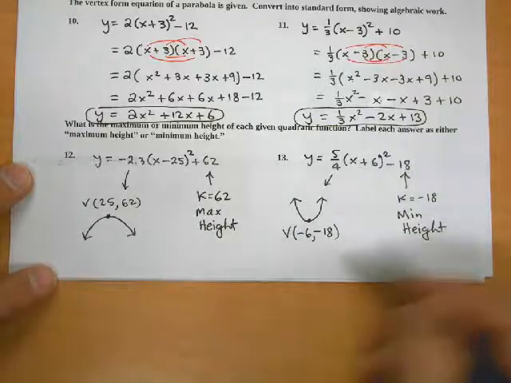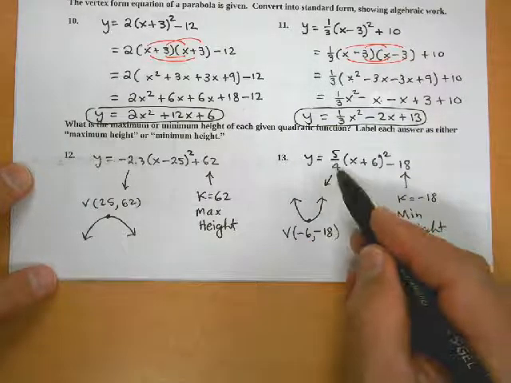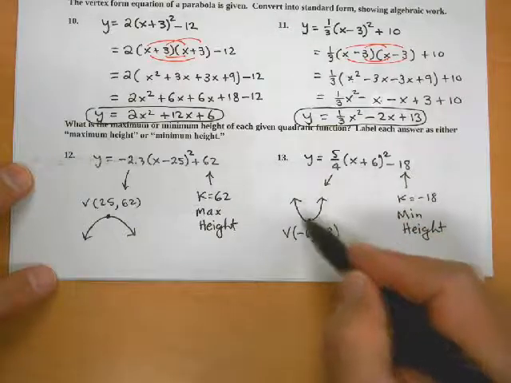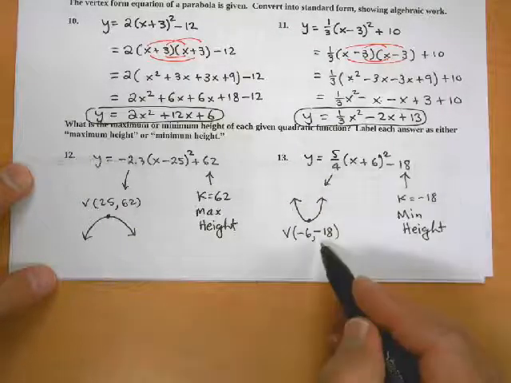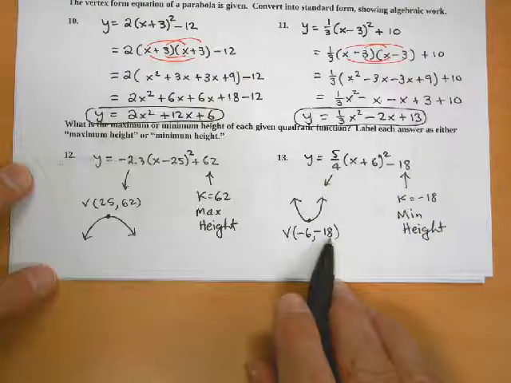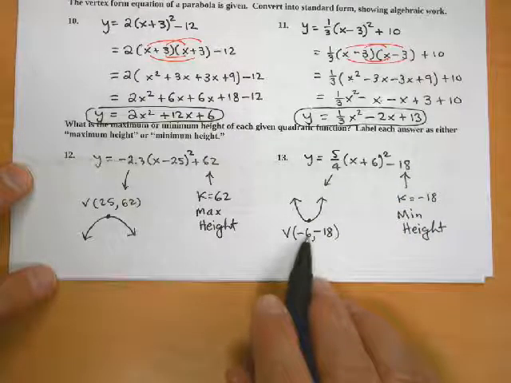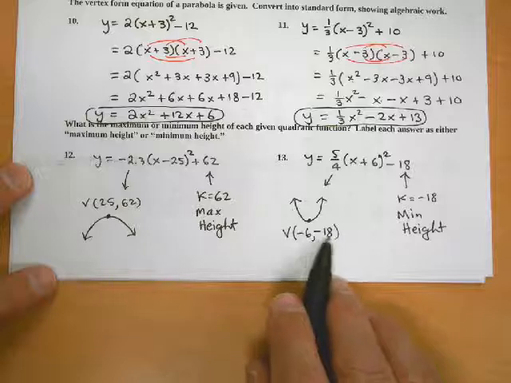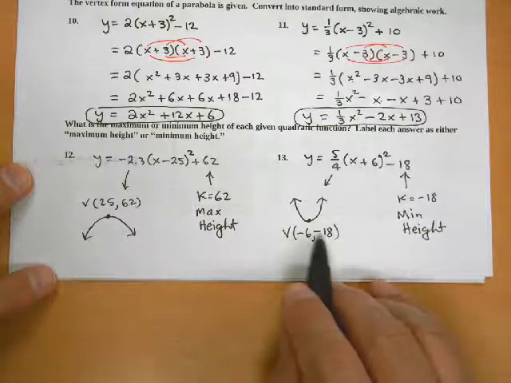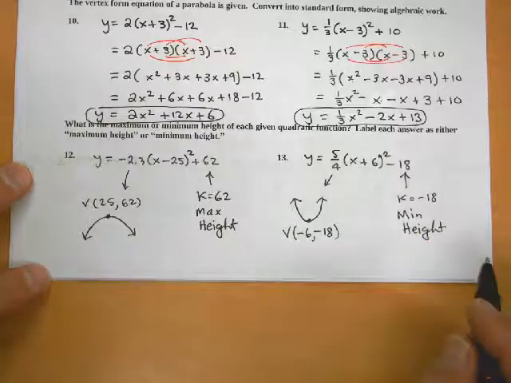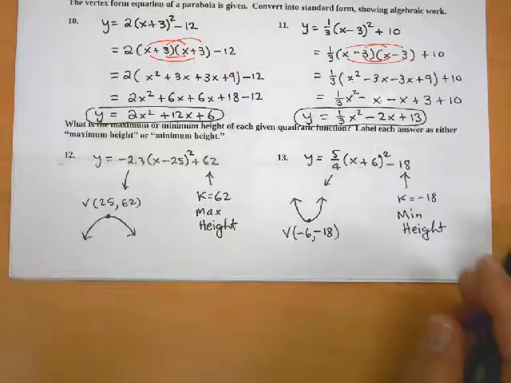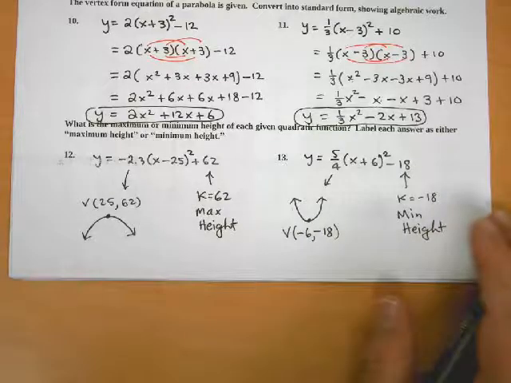You apply the same logic on this one. Positive number up front is the smiley face version. So the vertex is at -6, -18. The height is always the k value, not the h value. That goes sideways. This goes up and down. So this -18 is the lowest part of the parabola, the minimum height. And that does it for problems numbers 7 through 13.